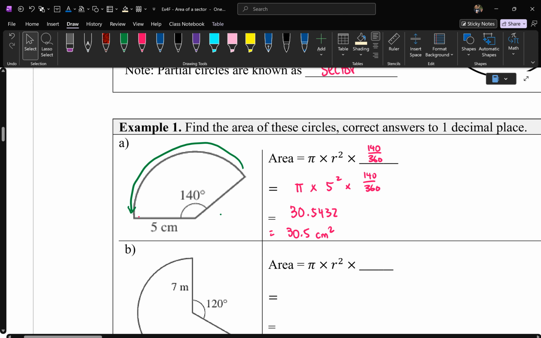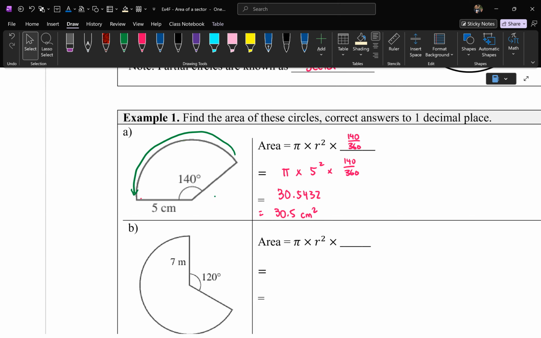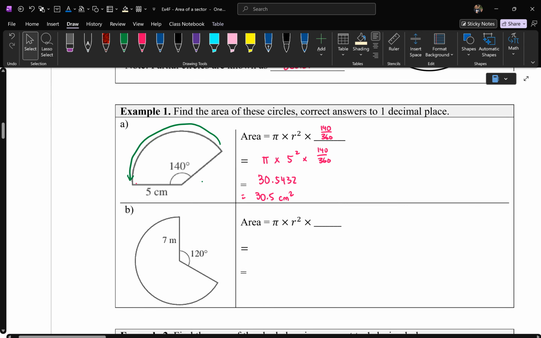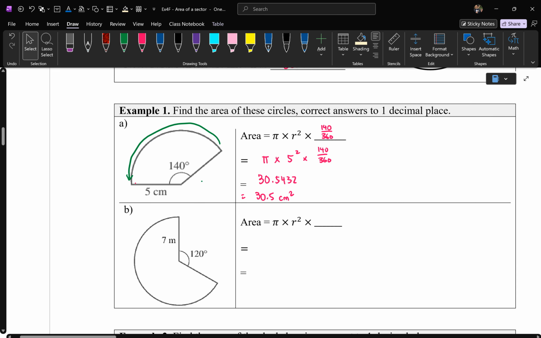So 4E and 4F are exactly the same. 4E has less partial circles, and 4F has more partial circles. If you two can't sit next to each other, move. Talking about you two.